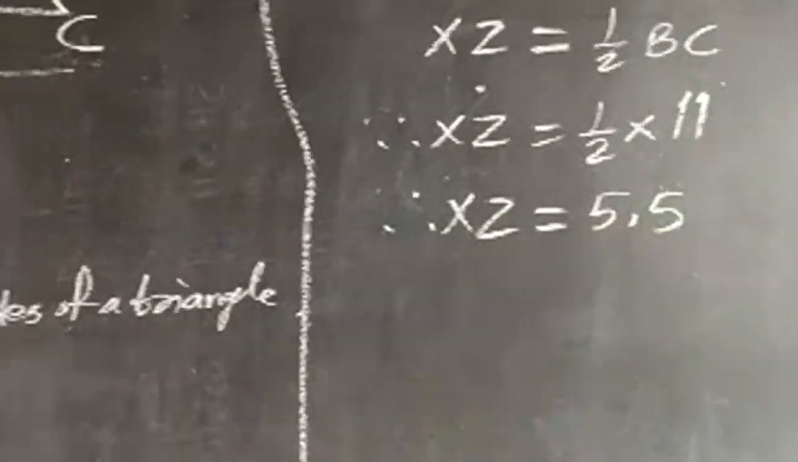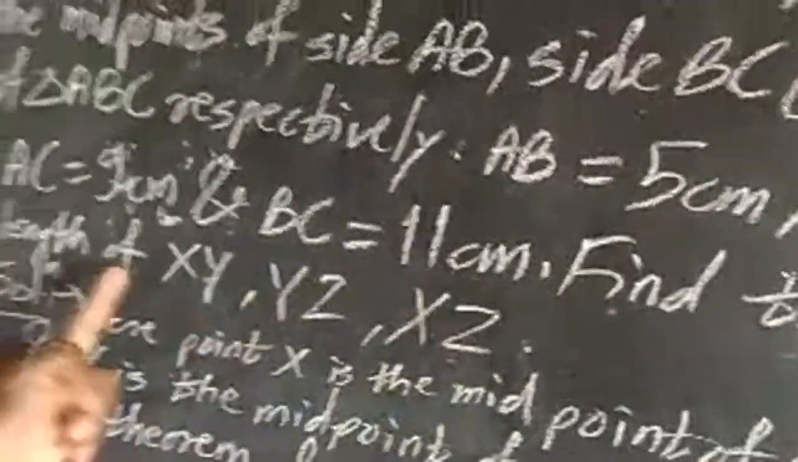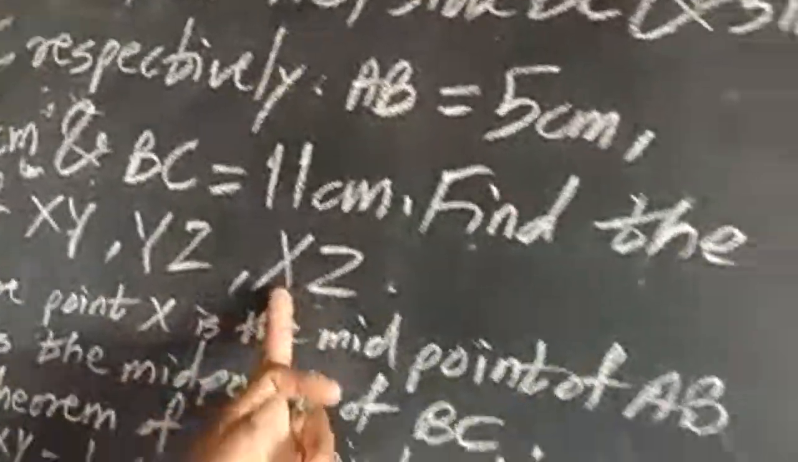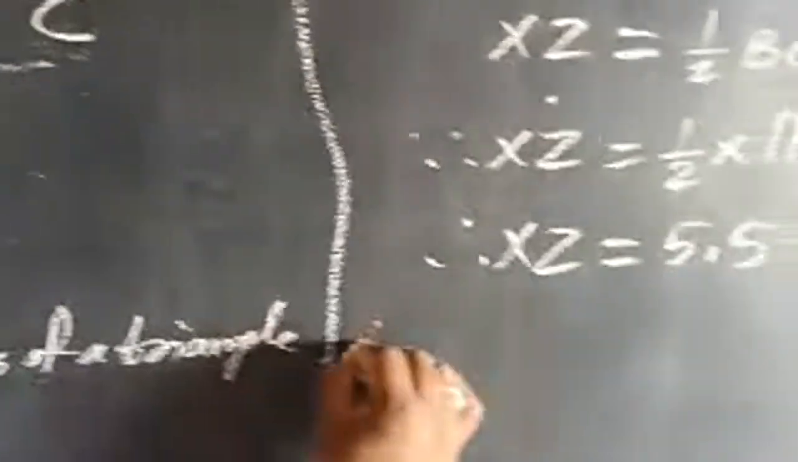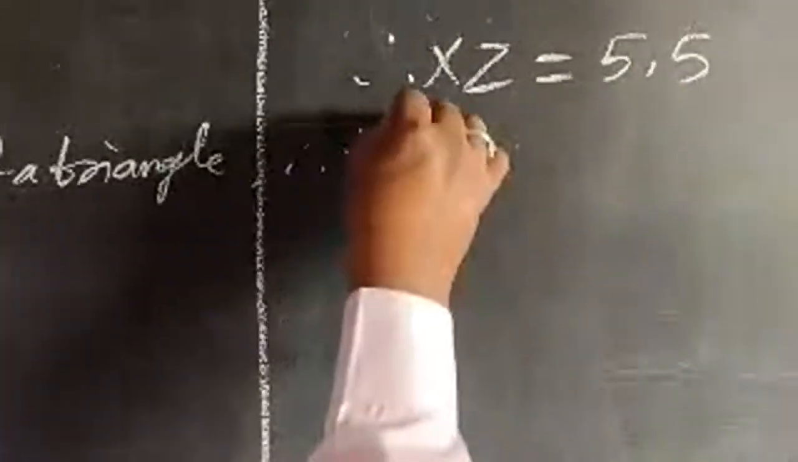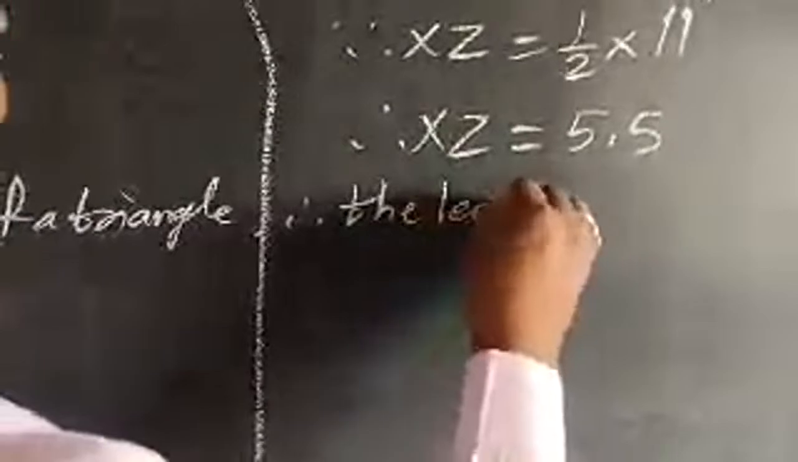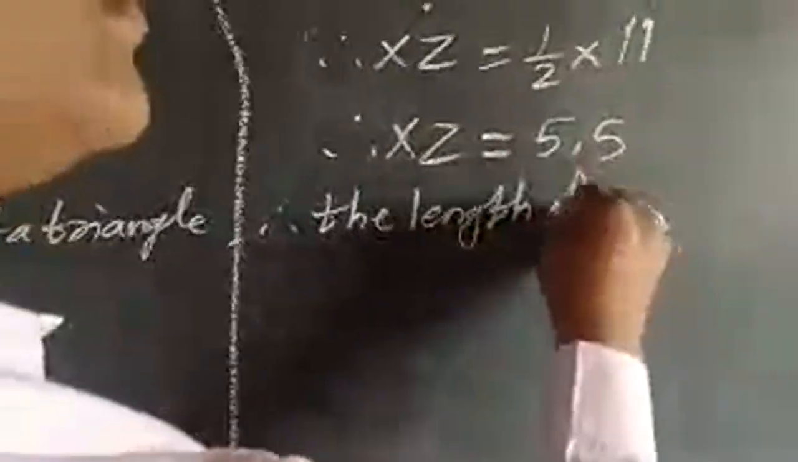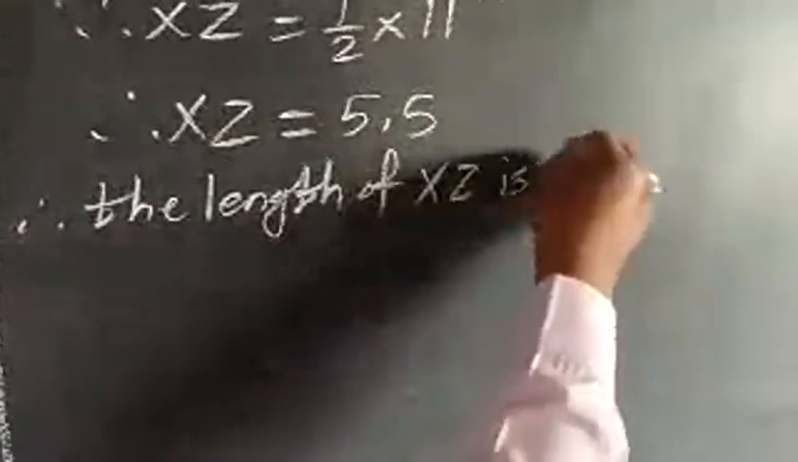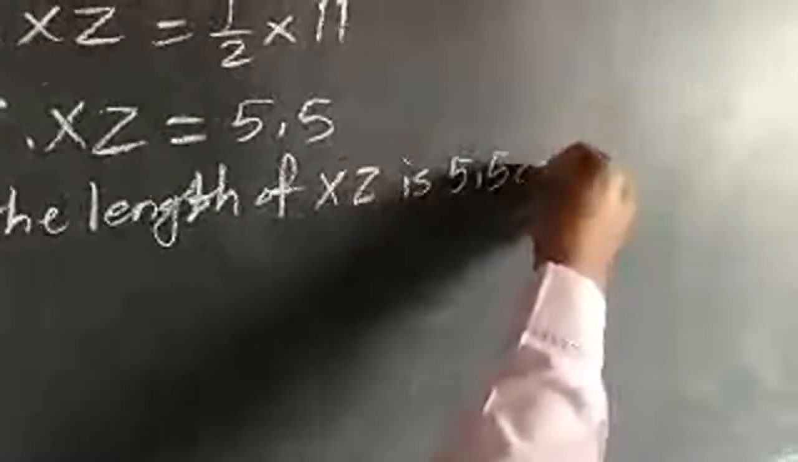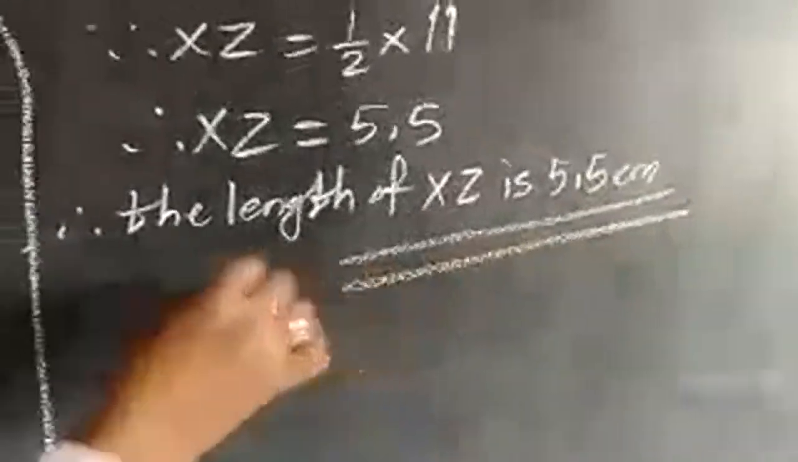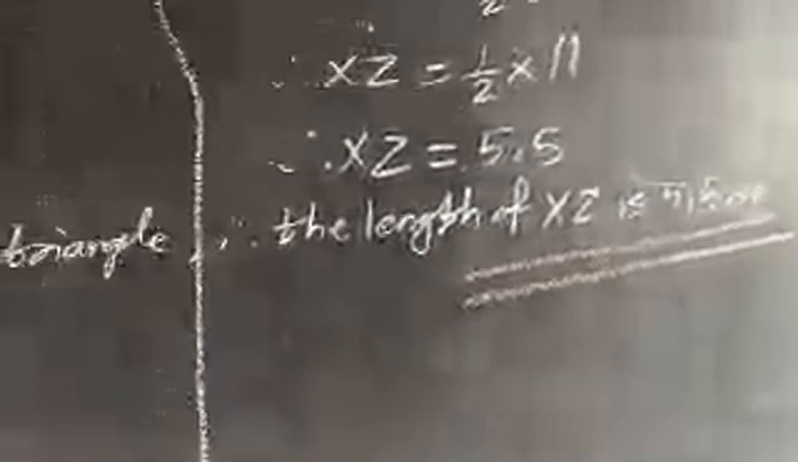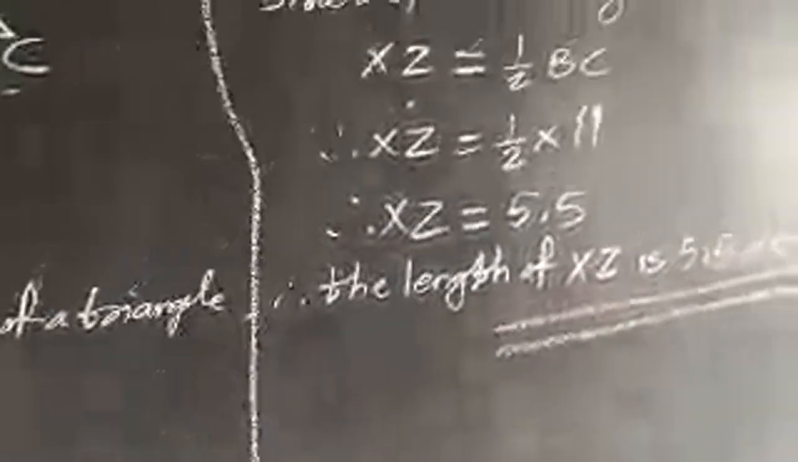Answer sentence: find the length of XZ, right? The length of XZ is equal to 5.5. Unit is cm, centimeter. Yes. This is the method of solution. Is there any difficulty? Write down.